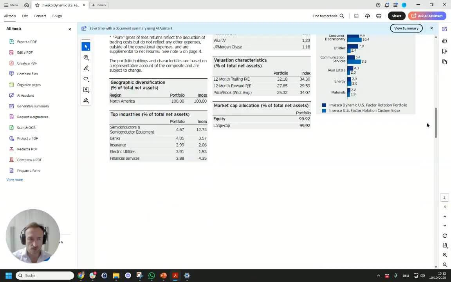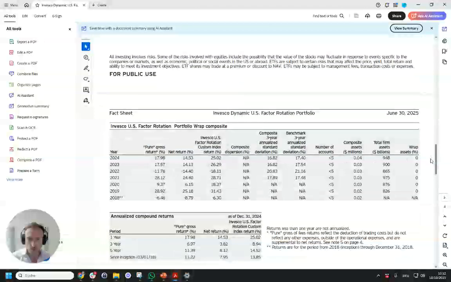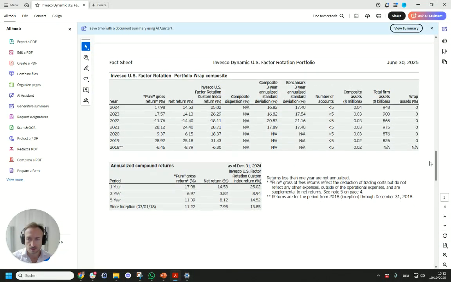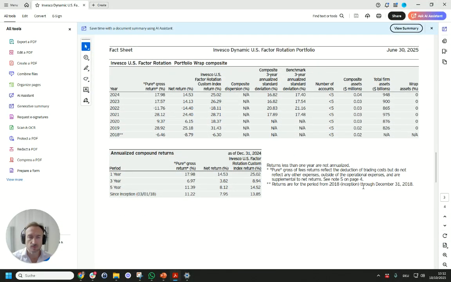And if we scroll to the 3rd page, we do see the performance. And in general, it's not a good sign that performance is on the 3rd page rather than on the 1st page, because it indicates problems. What we see over here is the annualized compound returns of this strategy since inception. Now, we don't care about gross returns, we care about the net return. And as you can see, since inception in 2018, Invesco's US factor rotation model has generated 7.95%.